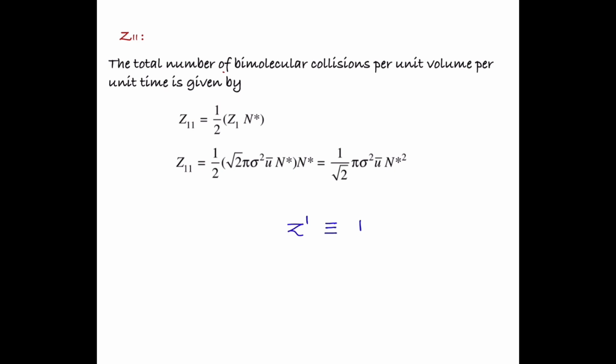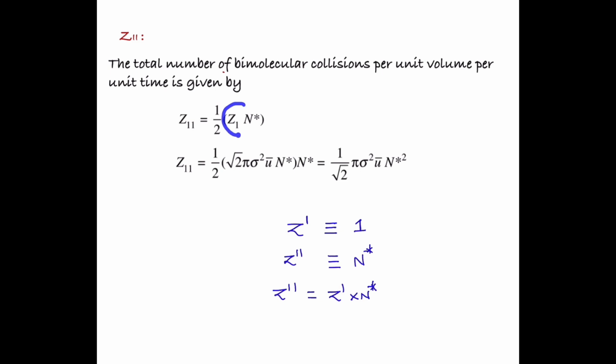So this is the number of collisions made by a single molecule, but the collision frequency is the total number of bimolecular collisions, that is, molecular collisions made by all molecules present in unit volume. The number of molecules present in unit volume is n star, and that is equal to Z11. If you do cross multiplication, Z11 is equal to Z1 into n star mathematically. But this is not the correct expression.